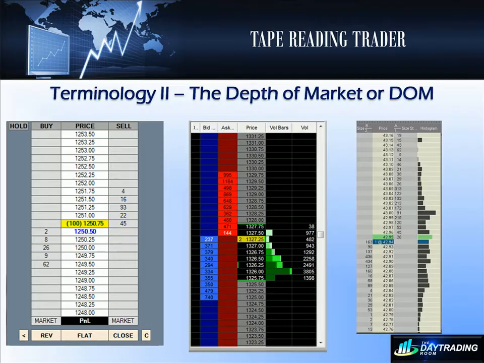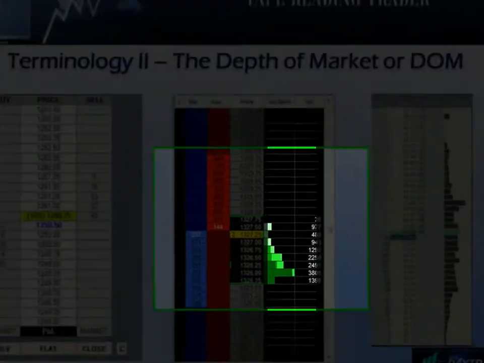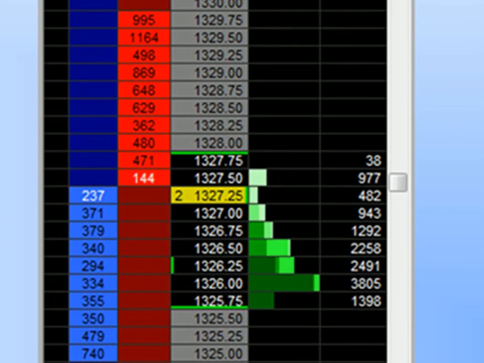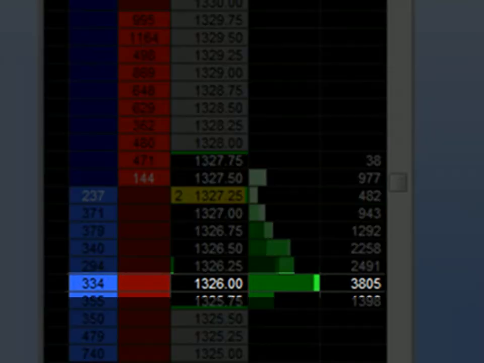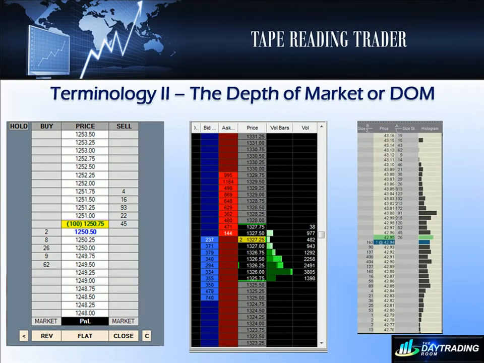You've also got added with TradeStation the volume bars, which coincide with the actual volume column there. It is a histogram representation showing you how many contracts have traded at that price. So you can see it's 1326 there on the S&P, we've had 3,805 contracts traded. So that's the most contracts that have traded at that price so far. And the high or low on TradeStation is marked with the green line and the colours changing.